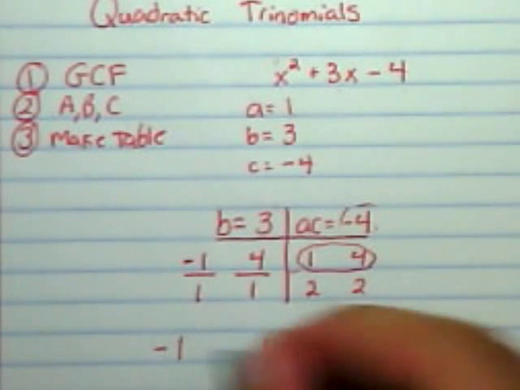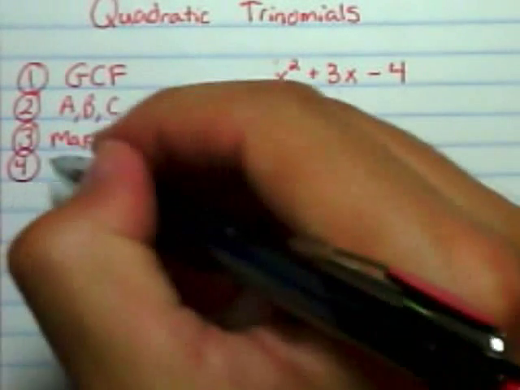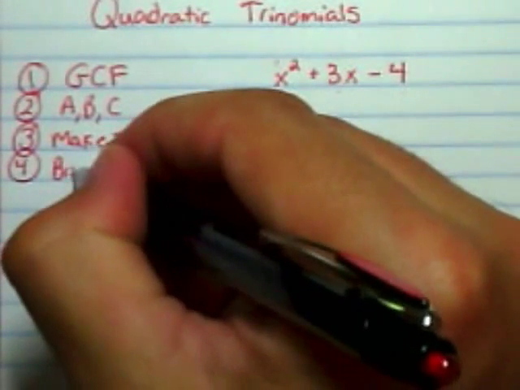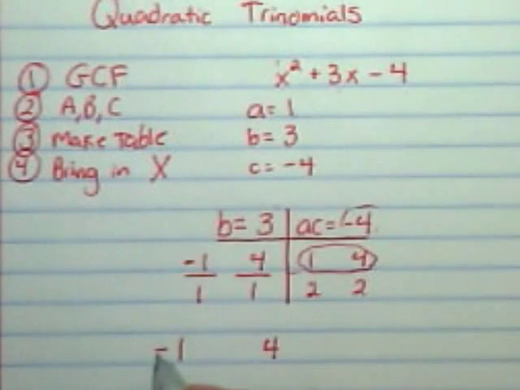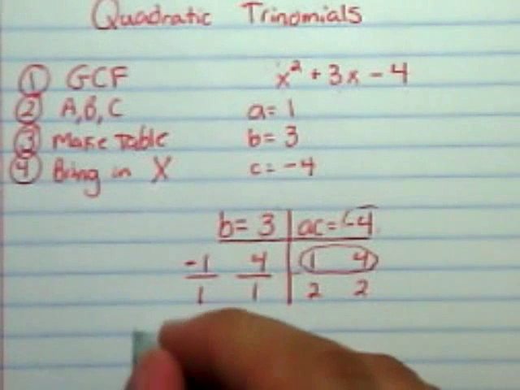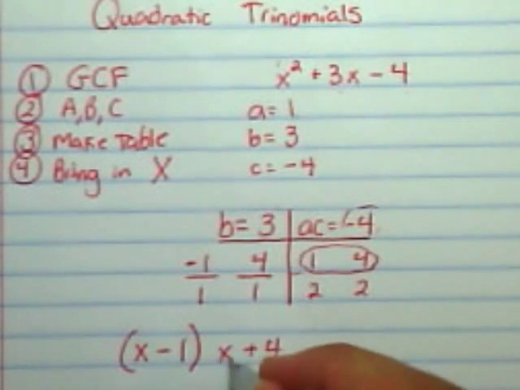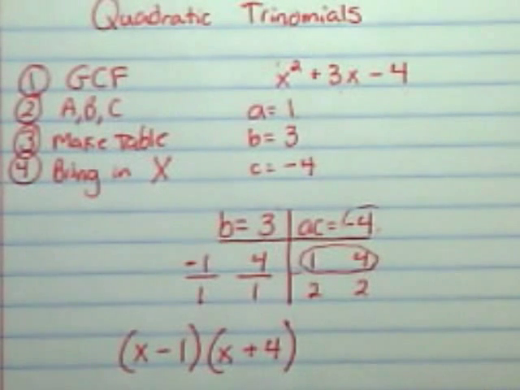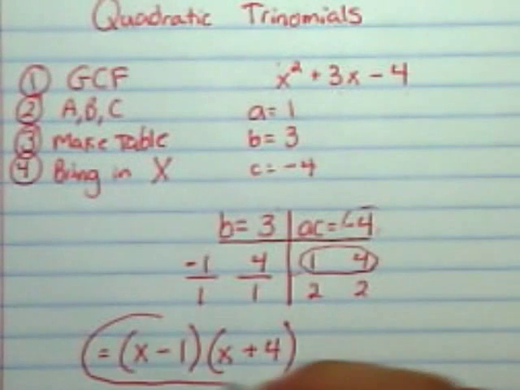Alright, once you have your numbers, you're going to bring x into the picture. So here we're just going to put an x in parentheses. This is a positive 4, so it's going to be plus. And those would be your factors. That would be your final answer right there.